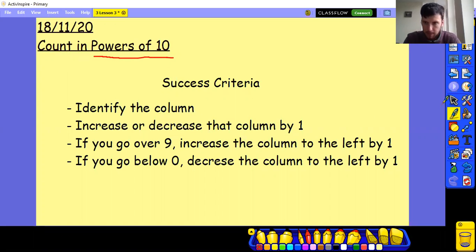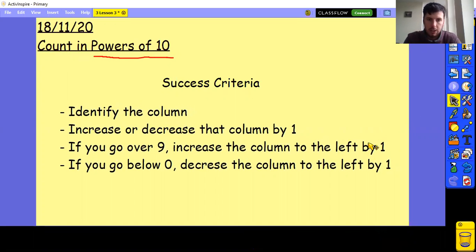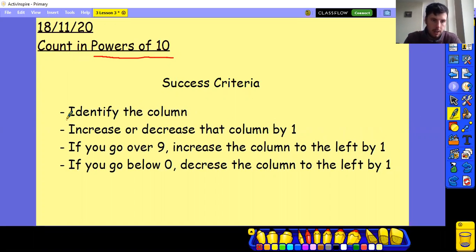But first things first, we're going to have a quick look at our success criteria. So we have got: identify the column, increase or decrease a column by 1. If you go over 9, increase the column to the left by 1. If you go below 0, decrease the column to the left by 1. So that's going to be a very important distinction there.